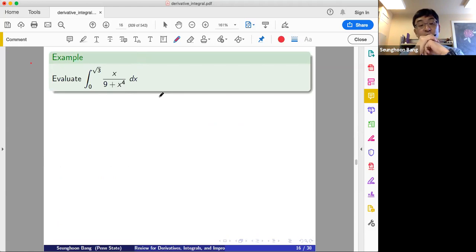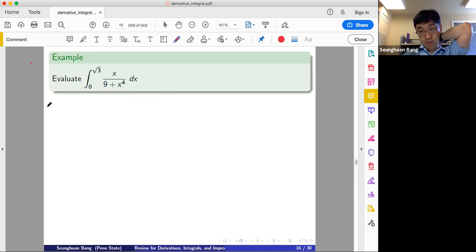Integral of x over 9 plus x to the 4. Could you write your answer on the chatting board? The integration formulas, the u substitution, the integration by parts, trigonometric substitution or partial fractions. You can use u substitution. Okay, what's u?